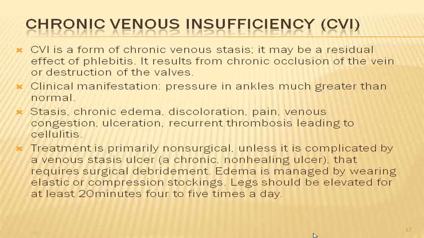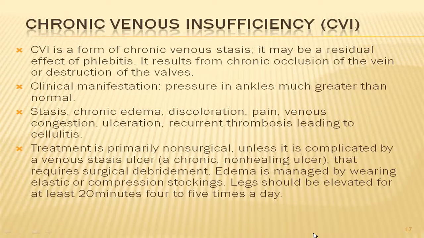And so with this chronic venous insufficiency, it results from chronic occlusion of a vein or destruction of the valve. So again, this person has blood, it's just not being pumped. Clinical manifestations would be pressure in the ankles much greater than normal. They're going to have stasis. Stasis means we've got something staying, and what's staying is blood. They're going to have stasis, chronic edema, discoloration. The lower extremity is going to take on a darker color as a result of blood pooling in that area. They're going to have recurrent thrombosis leading to cellulitis, and cellulitis is the inflammation of the tissue itself.